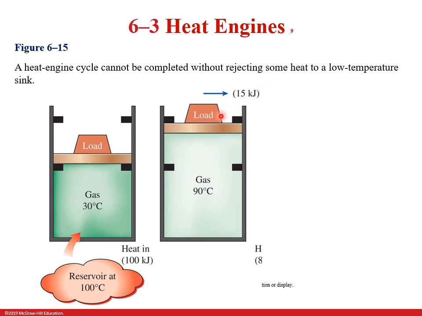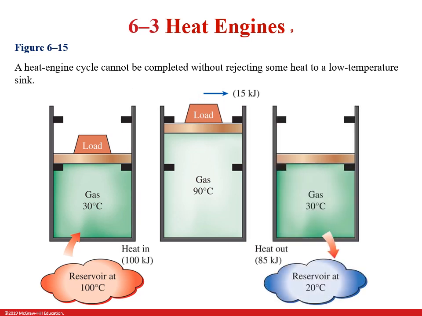How do we complete the cycle? Somehow we've got to cool this gas down. So we put it in contact with a cool reservoir, and we cool this piston back down. Maybe you've taken the load off, but the point is that in order to complete a cycle, you need to be able to go between. This is a very simple, basic example, but it represents a cycle. So you have to reject some heat to some kind of sink.